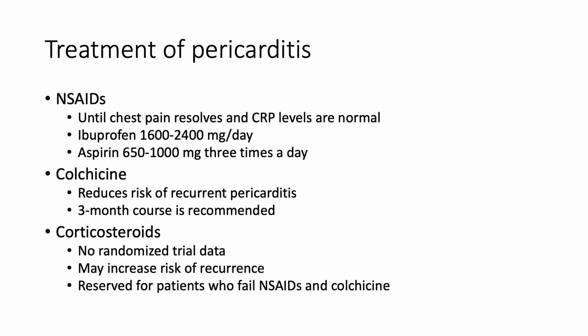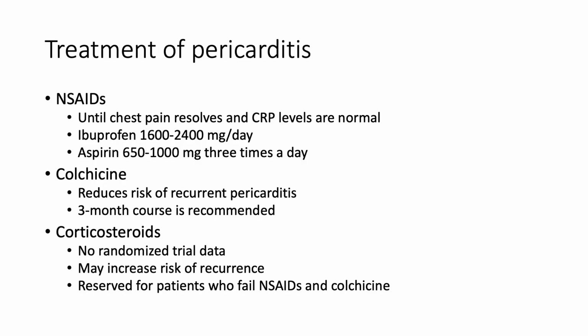So the main treatment for pericarditis is nonsteroidal anti-inflammatories, which are effective for treating the chest pain. You also want to see those inflammatory markers come down. And so usually you can use ibuprofen or naproxen, or aspirin is also an effective NSAID, but you need pretty high doses. Colchicine has also been found to reduce the risk of recurrent pericarditis, and so colchicine will be used in addition to NSAIDs, and typically it's given for a 3-month course.